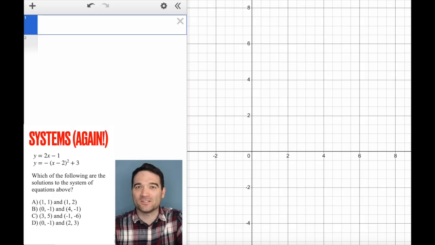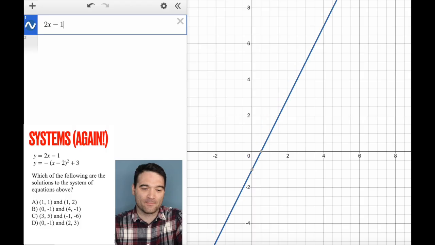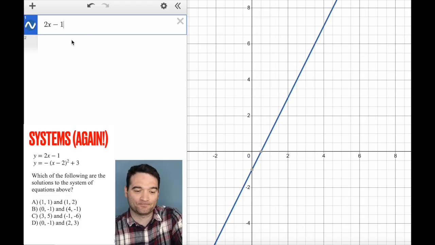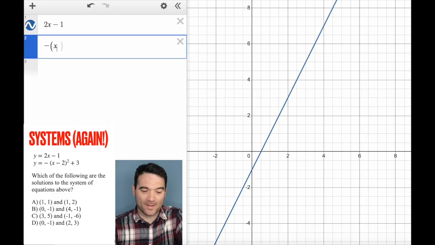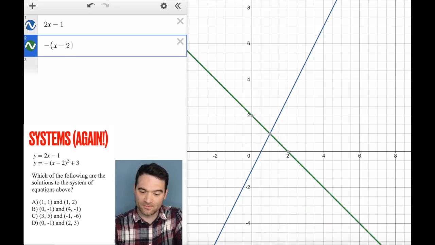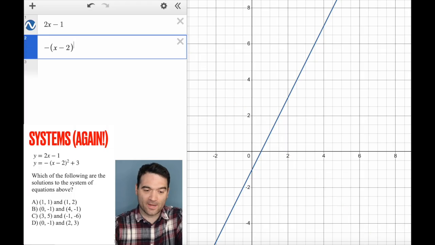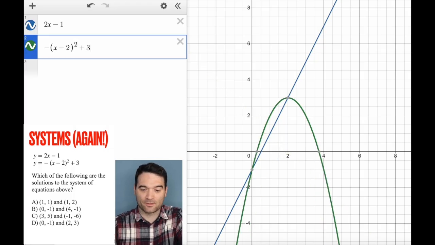So let's see if the machines can go faster than we can on this question. And unfortunately for humans, I think they have us beat. So here are the two equations that we're dealing with. 2x minus 1, that's one of them right there. And then the other one that we'll just write in is negative x minus 2, that whole quantity squared, plus 3.